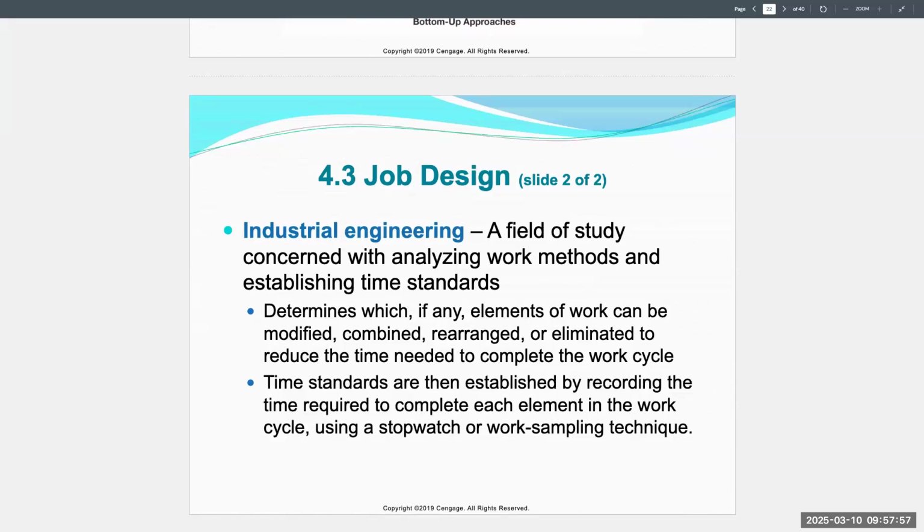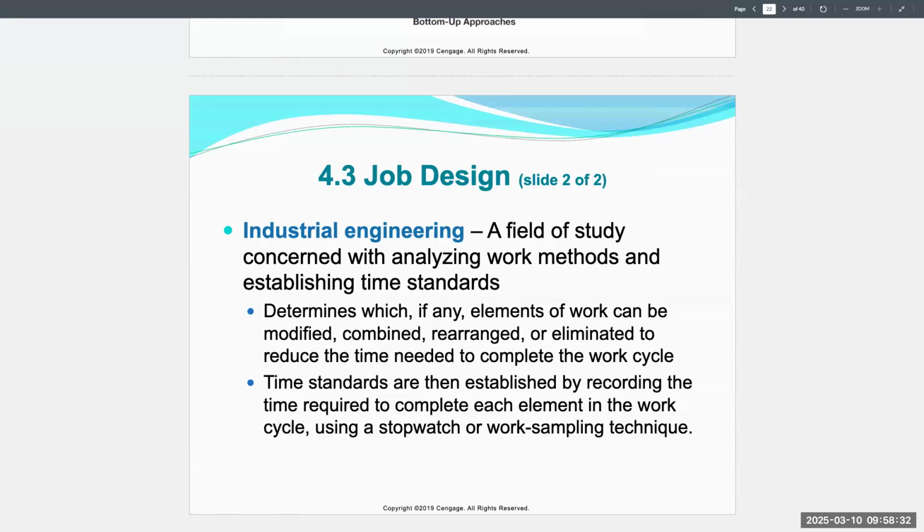Okay, so now let's break things up. Industrial engineering and job design. Industrial engineering is a scientific approach to analyzing and improving work methods. Its aim is to eliminate inefficiencies. So you're looking at identifying redundant steps in the workflow. Second is to improve time management. So you want to establish time standards using motion studies and work sampling, and optimizing resource allocation. So ensure that the right people are assigned to the right task.